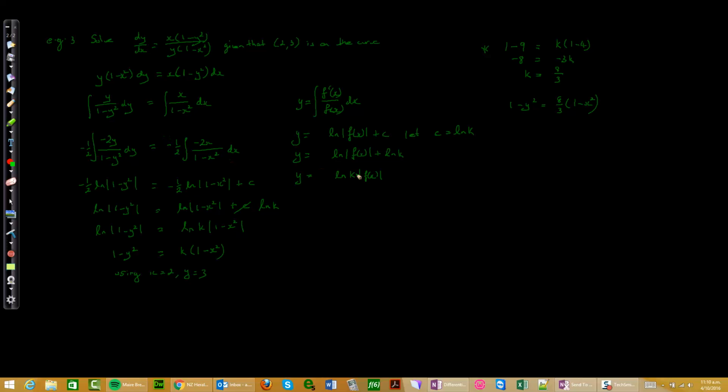Right, so we covered quite a bit there, a bit of work on logs, combining the constant of integration into a natural log statement, and hopefully those will be helpful when you come to do the questions from your workbook.